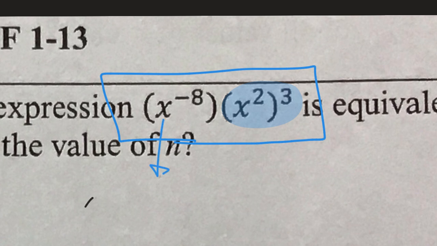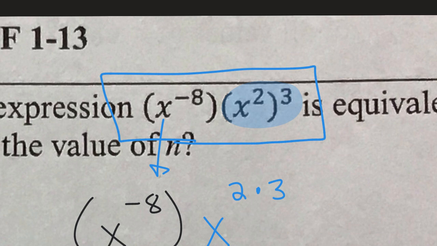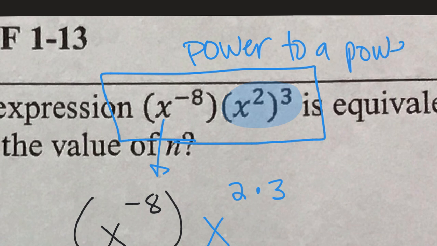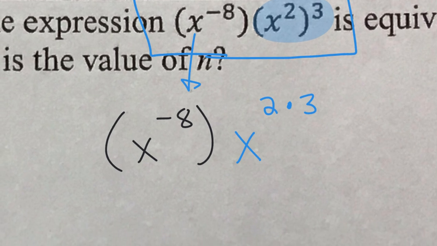So nothing changes on this one. This is still x to the minus 8. But this one becomes x to the 2 times 3. When we have a power raised to a power, we're going to multiply those powers together. 2 times 3 is 6. So now that we have simplified our x squared to the third power, now we can do this operation.